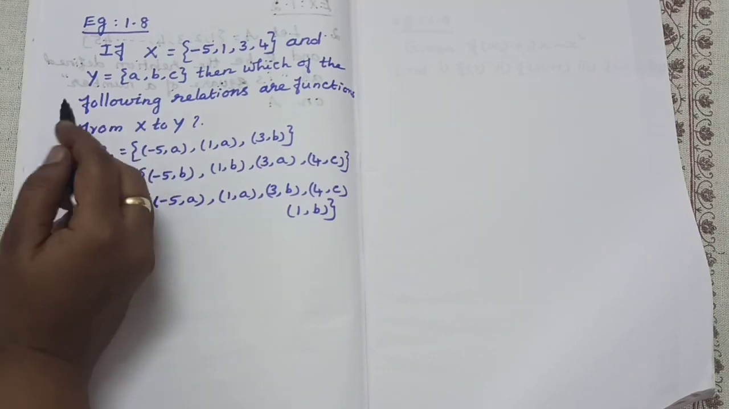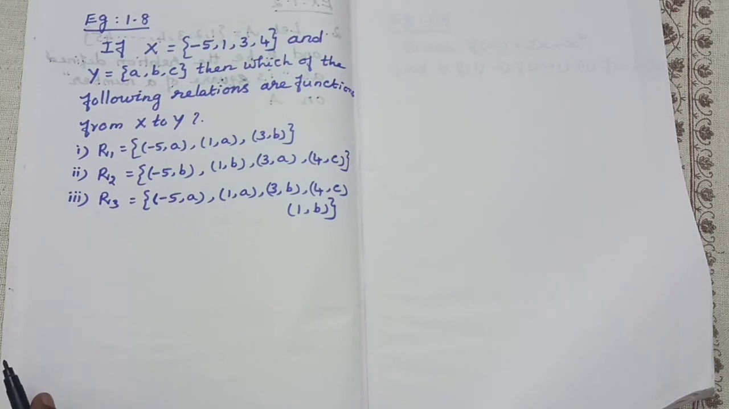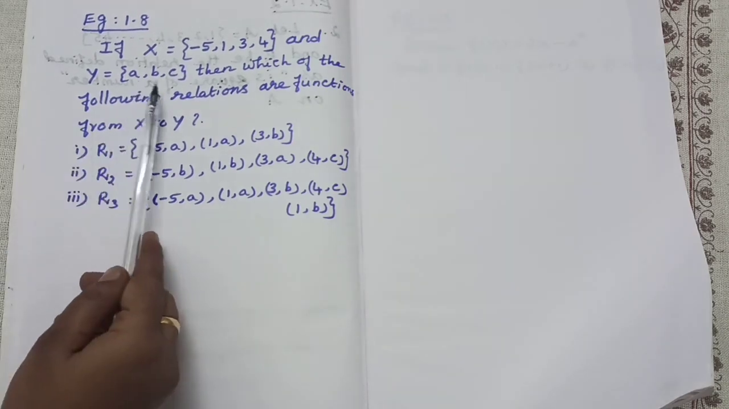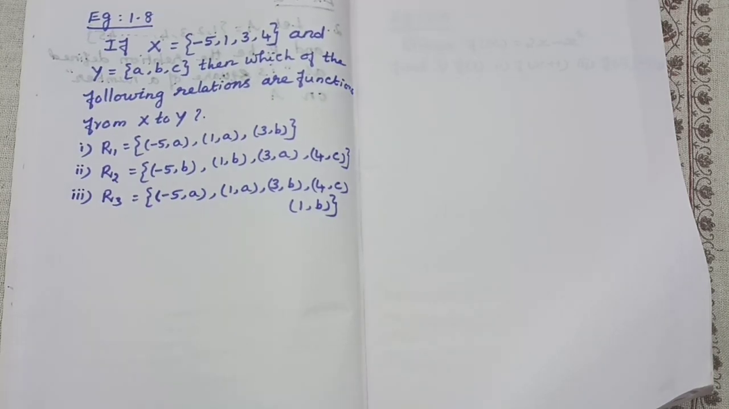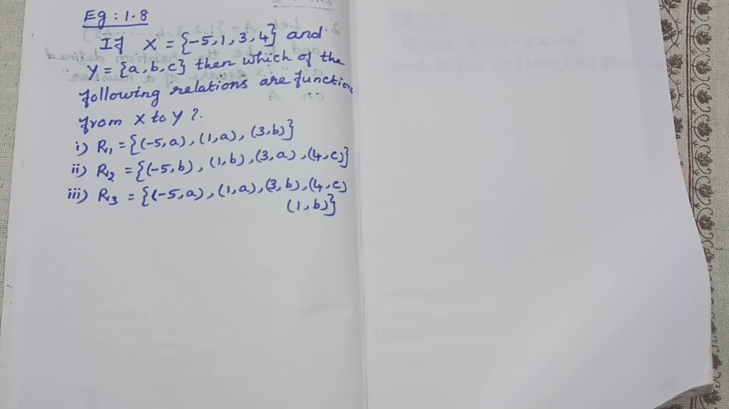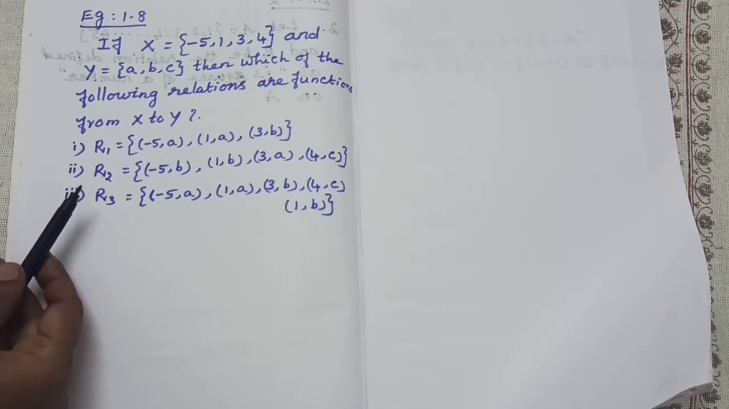Now let's see example 1.8. If x equal to set of minus 5, comma 1, comma 3, comma 4 and y is equal to set of a, b, c, then which of the following relations are function from x to y? Here, 3 functions are given.